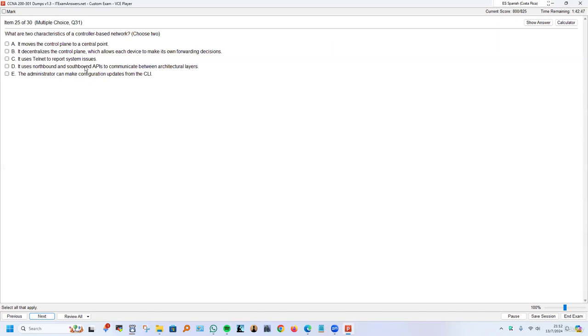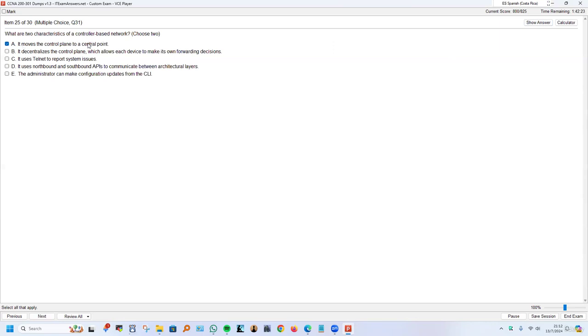What about this one? What are two characteristics of a controller-based network? It decentralizes the control plane and allows each device to make its own forwarding decisions. It moves the control plane to a central point. Let's go with A and B. I am mistaken. All right, so actually A is not correct.